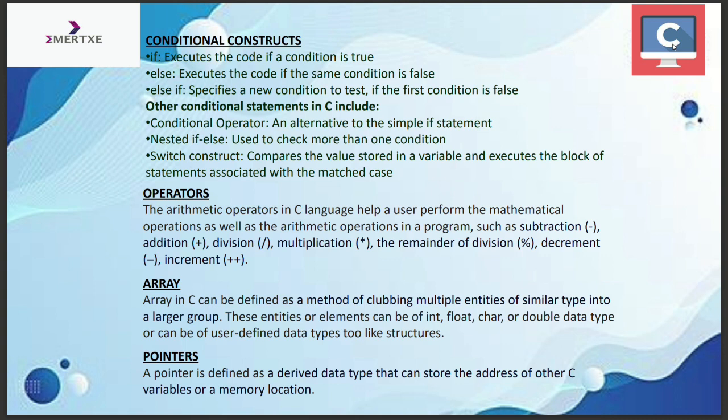Arrays in C can be defined as a method of clubbing multiple entities of a similar type into a large group. These elements can be of int, float, char, or double data type, or can be user-defined data types like structures. Okay, let's go to pointers. A pointer is defined as a derived data type that can store the address of other C variables or a memory location.